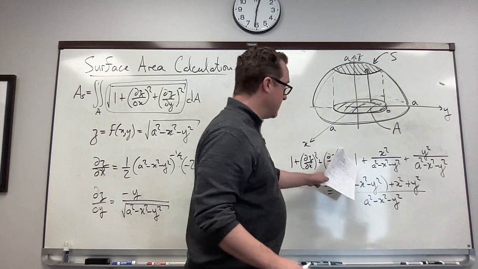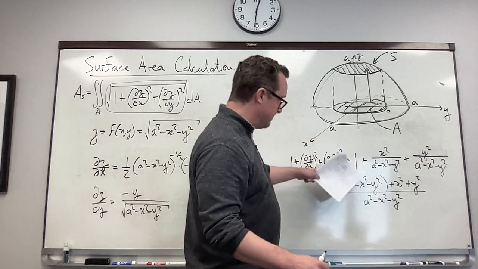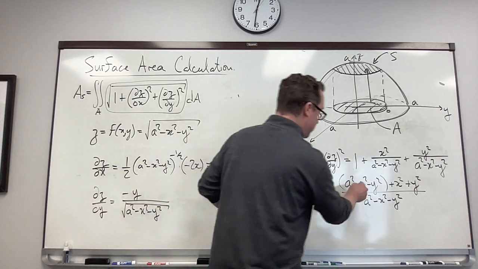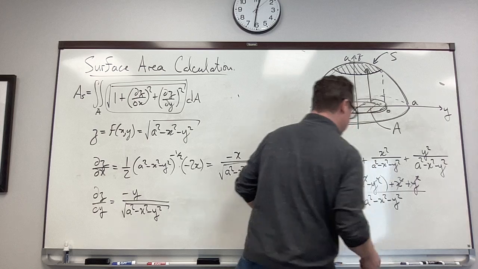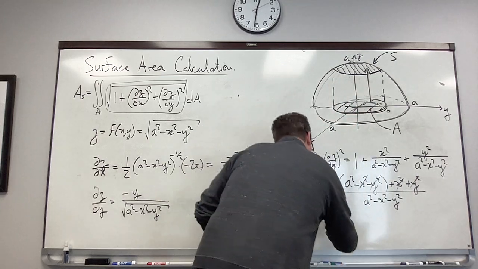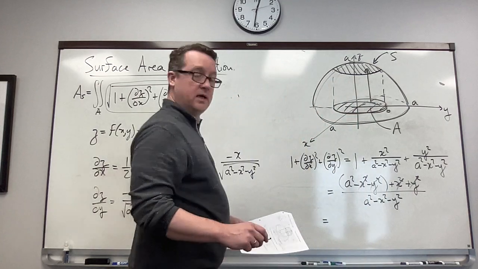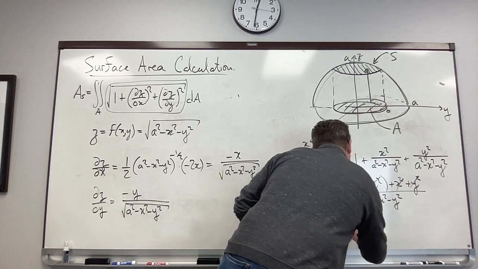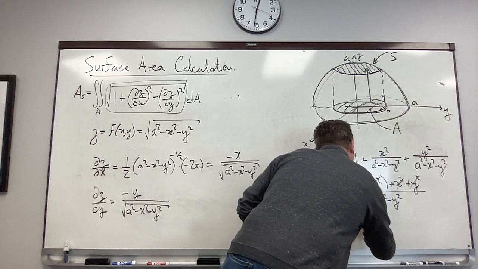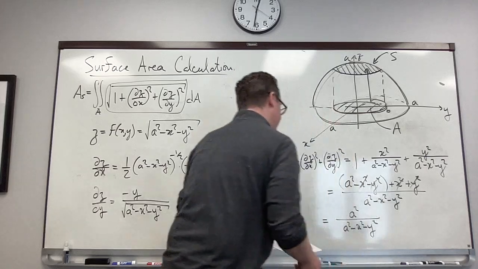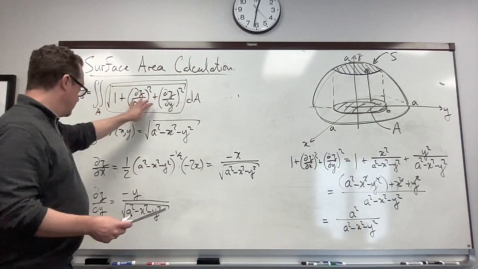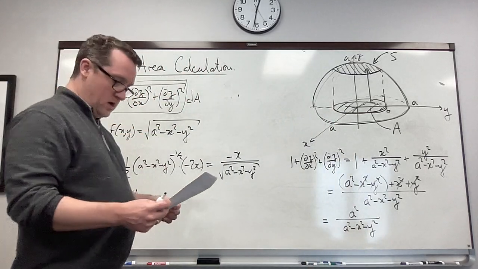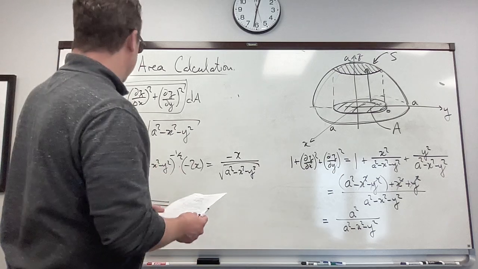Okay. We've just made 1 equal a squared minus x squared minus y squared divided by that. Put them all together, and you can see what's happening. Cancel, cancel, cancel, cancel. So this thing just becomes, we're in the bottom here. You see that? So this is just a squared divided by a squared minus x squared minus y squared. That's what this interior sum of partials is. We're going to need the square root of that, and that's what we're going to integrate.